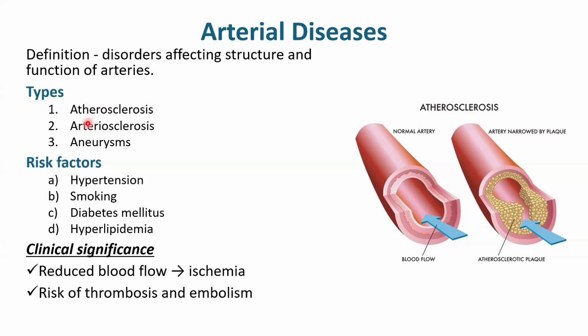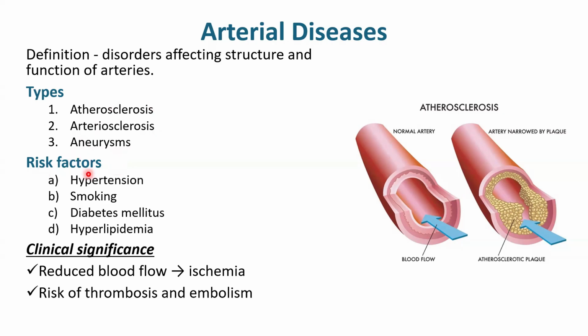The other one is arteriosclerosis. Arteriosclerosis is now stiffening of the walls of the arteries. And the other one is aneurysms. Aneurysms means bulging of the arteries.